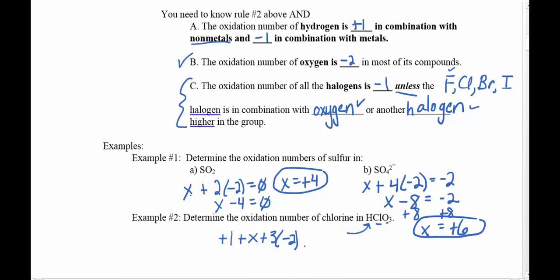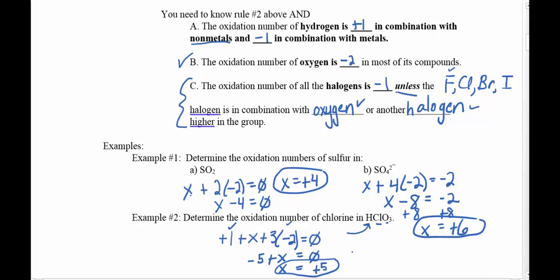And so HClO3 is an acid with a neutral charge. There's no charge on it, so that's 0. And so then we're just going to say plus 1 minus 6 is minus 5. So we get minus 5 plus X equals 0. And then if we add 5 to both sides, X is equal to positive 5. Okay, and so you can see in this case, chlorine is far from minus 1. Its oxidation number is actually plus 5.